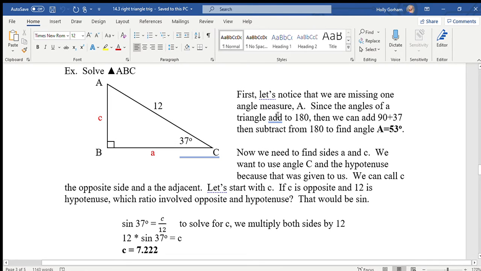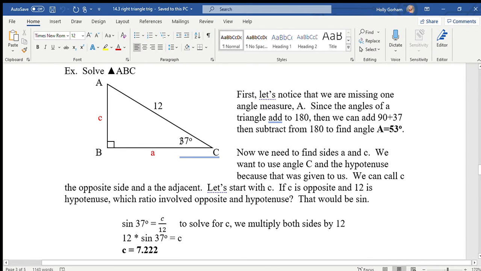But we're going to start with the angles because the angles of a triangle add to 180. So if you take 90 and 37, subtract that from 180, you're going to find that angle A is 53. But we want to use the 37 and the 12 because that's what was given to us. So I'm just going to start with finding side C. It doesn't matter what you find first.